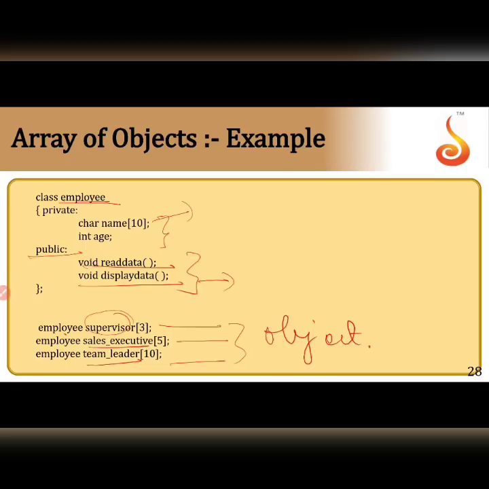So what am I doing? Instead of creating 3 separate objects, I am creating an array of objects. That is supervisor, and this array brackets open and close, and you give the size of the array. That is how many objects of this type you want. So it will create 3 supervisor objects, 5 sales executive objects and 10 team lead objects. So this is the array of objects.